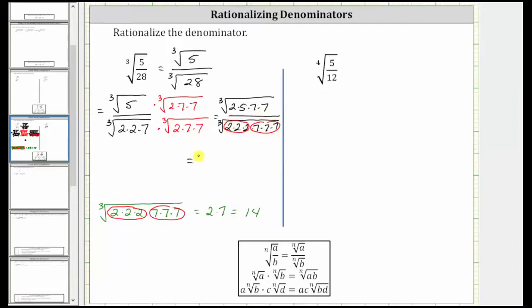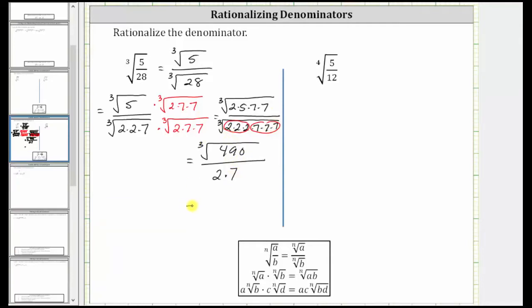So simplifying, we have the cube root of 2 times 5 times 7 times 7, which is 490. In the denominator, the cube root of 2 times 2 times 2 is equal to a factor of 2, and the cube root of 7 times 7 times 7, or 7 cubed, is equal to a factor of 7. The final simplified expression, or the expression with a rationalized denominator, is the cube root of 490 divided by 14. And again, we know the cube root of 490 does not simplify because here is the prime factorization, and we don't have 3 of any factors.